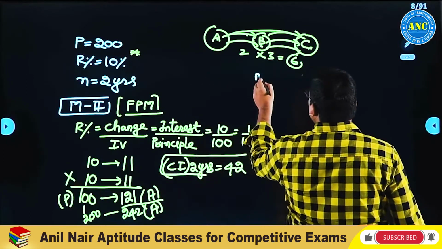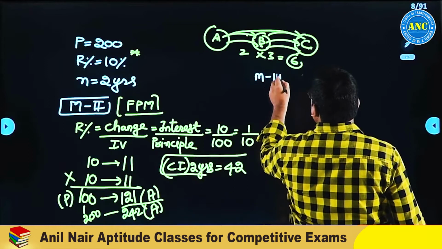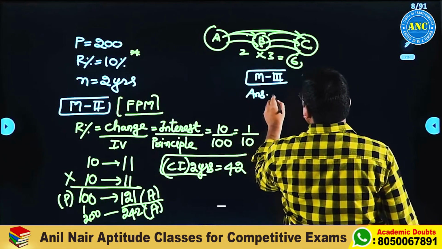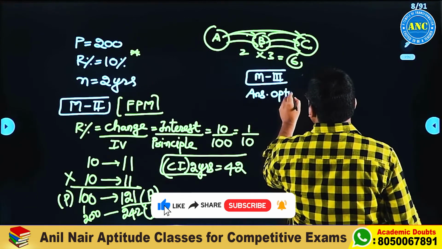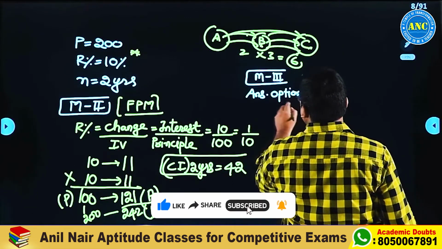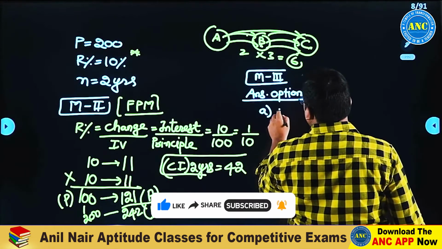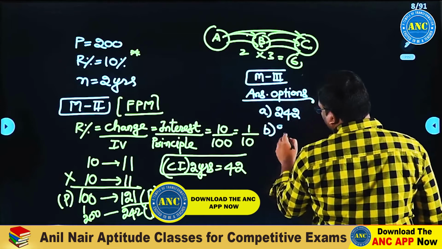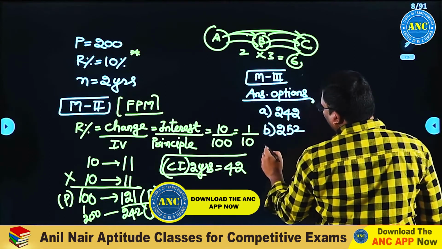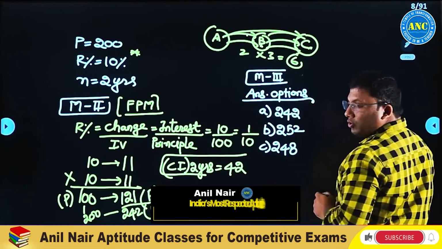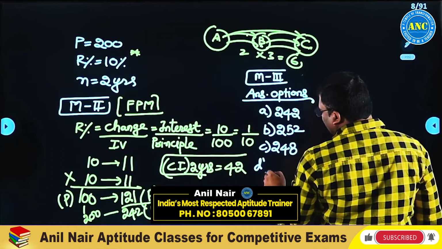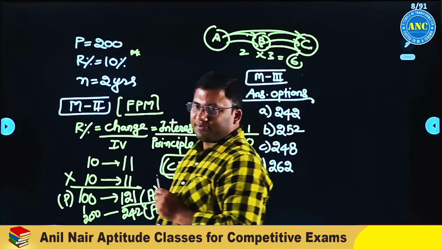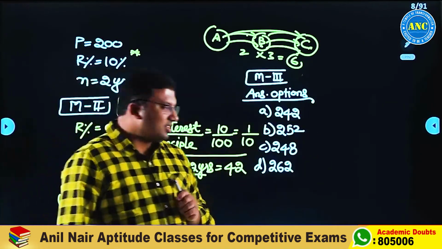Please write down method 3. Method 3, answer option elimination approach. If for the same question, the answer options are like this: 242, 252, 248, 248 and 262. Answer options are like this.